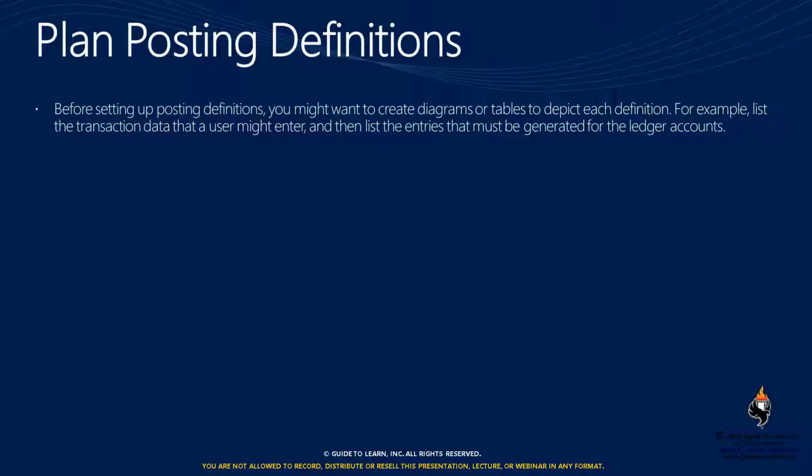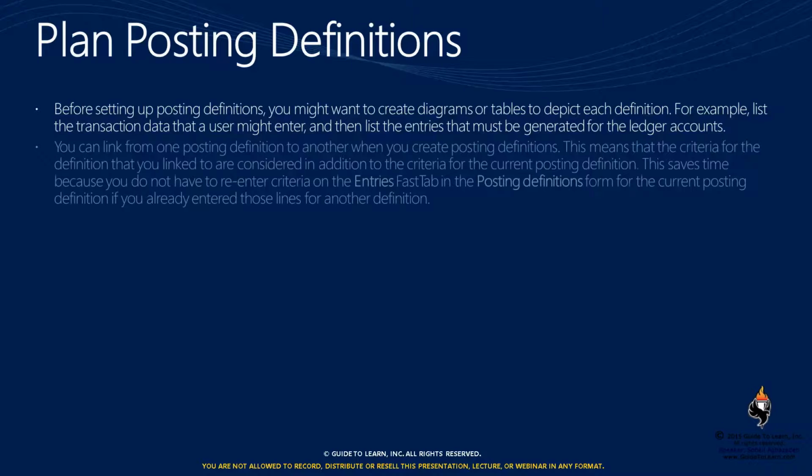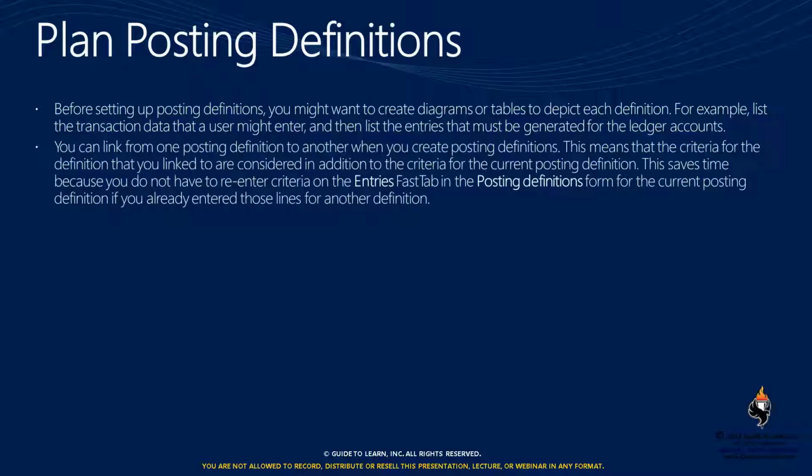Based on that, you can create your rule a lot easier. You can create smaller rules and link them together. You can link from one posting definition to the other. You can create a mapping rule. In other words, this means that the criteria for the definition you linked are considered in addition to the criteria that you're linking to. However, there are some rules and regulations that are coming up in this slide.